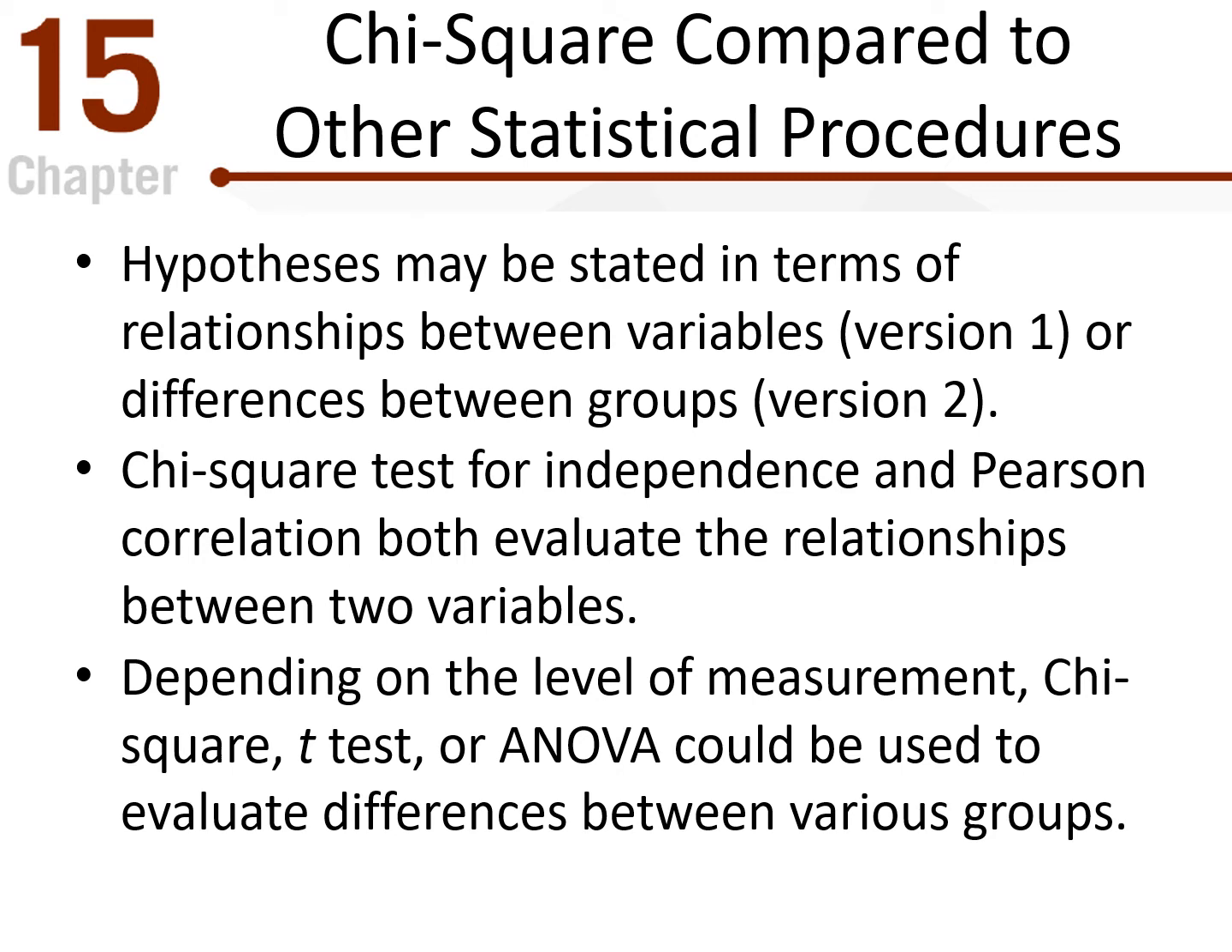If you have nominal and nominal, now use chi-square test of independence, because you can't use any of the others. But if you can use something else, use something else. Chi-square should really only be reserved for nominal variables.